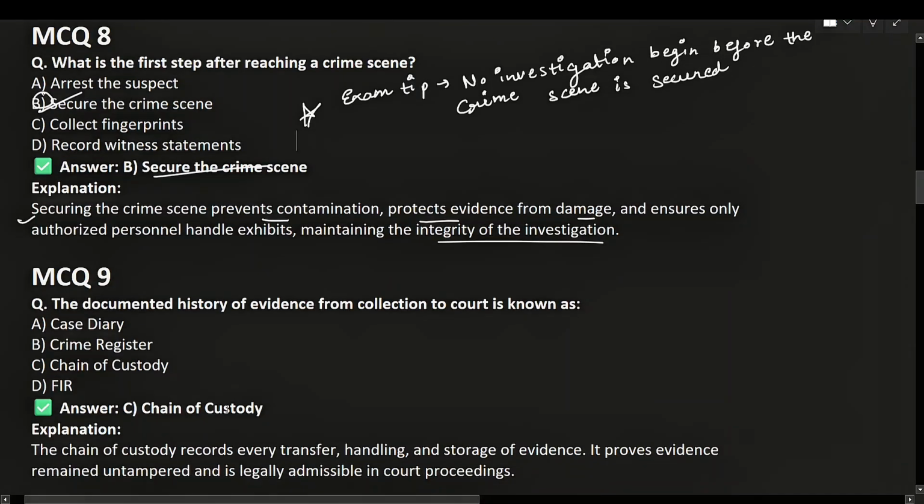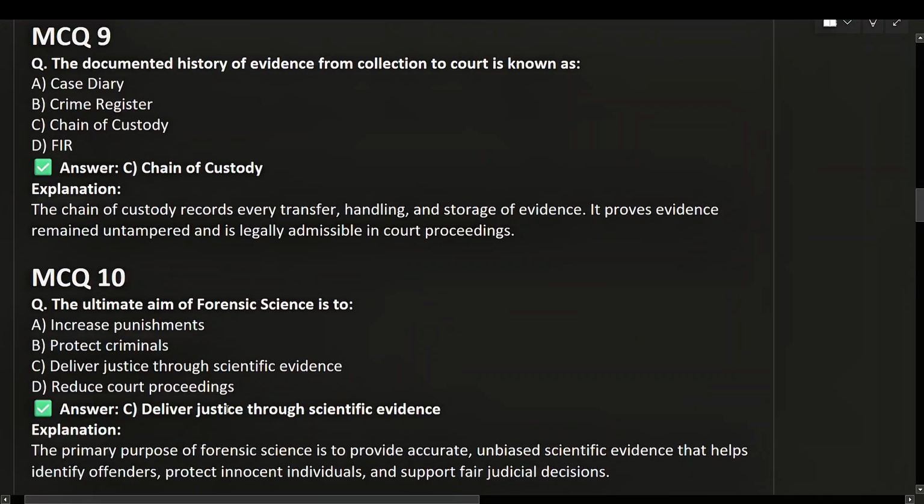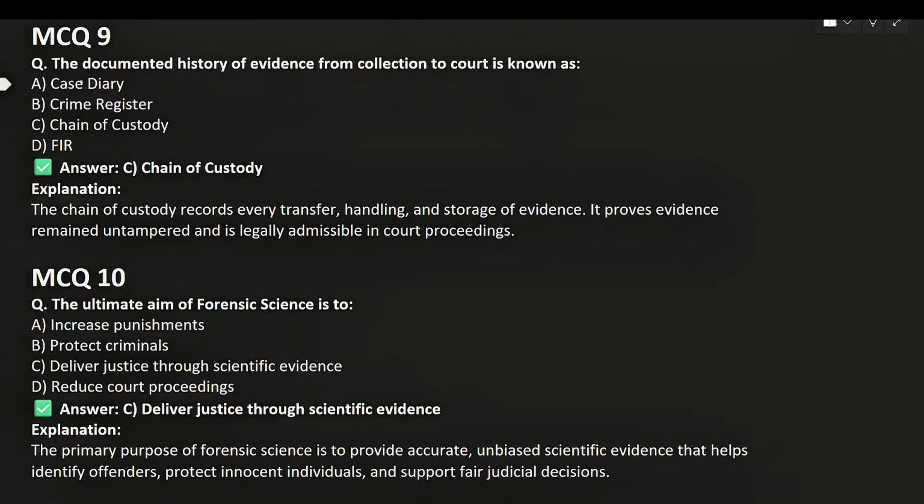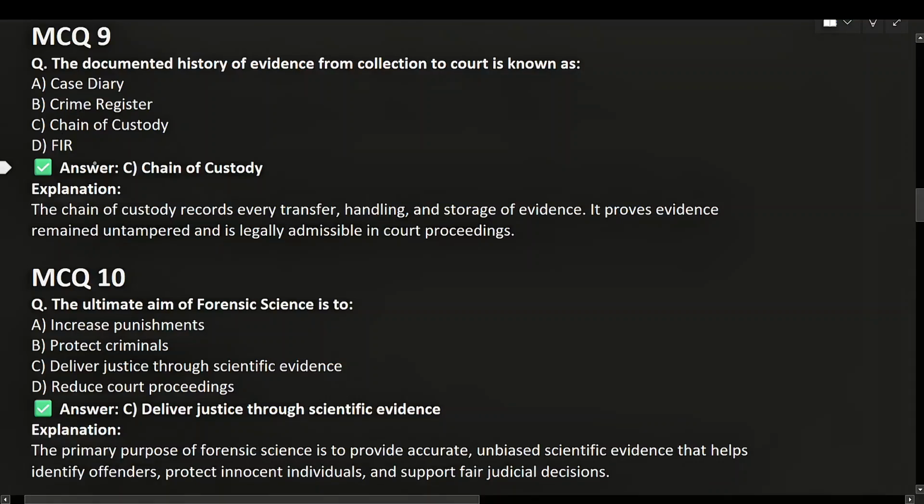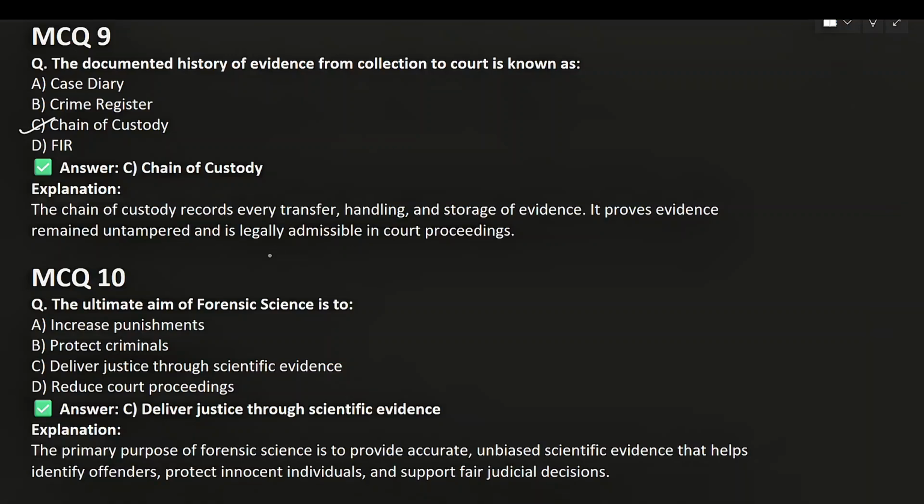Question number 9: the documented history of evidence from collection to court is known as. A, case diary, B, crime register, C, chain of custody, D, FIR. So the correct answer is chain of custody. The chain of custody is the record which records every transfer, handling, and storage of evidence. It proves evidence remains untampered and legally admissible in court proceedings. So the chain of custody is an important topic.